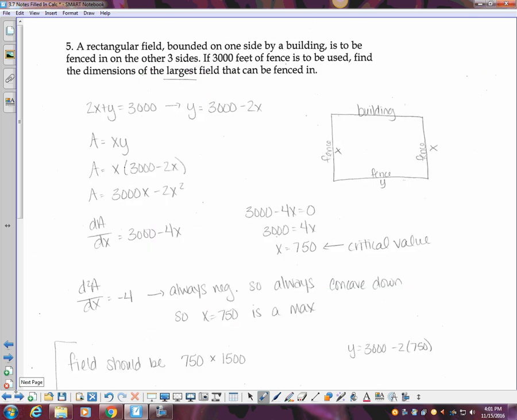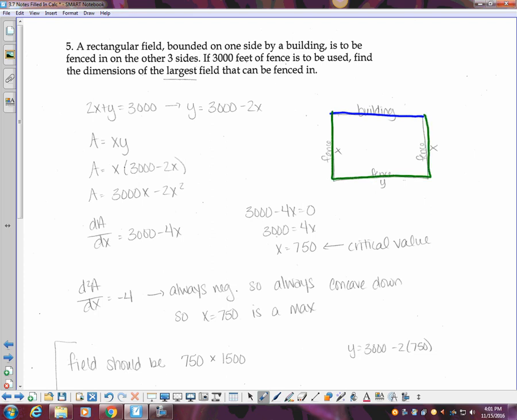A rectangular field bounded on one side by a building is to be fenced in on the other 3 sides. 3,000 feet of fence is to be used. Find the dimensions of the largest field that can be fenced in. Okay, well, here's my awesome drawing. Here's your building, so it doesn't need a fence. I need fence here, here, and here.